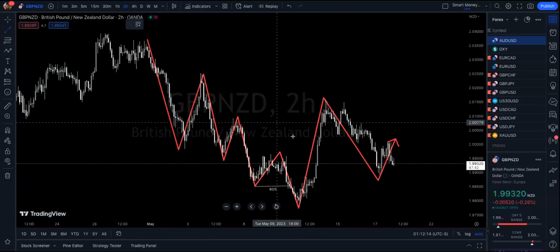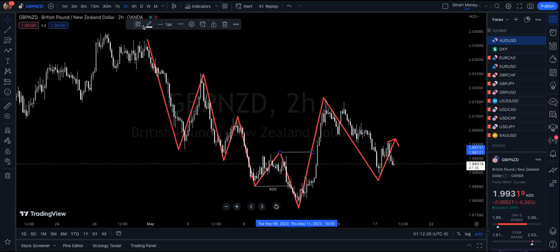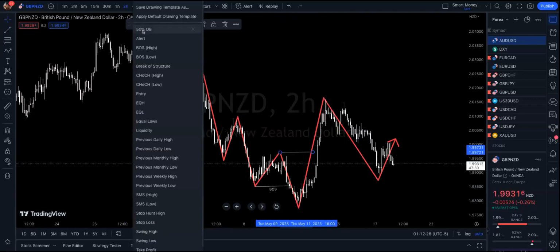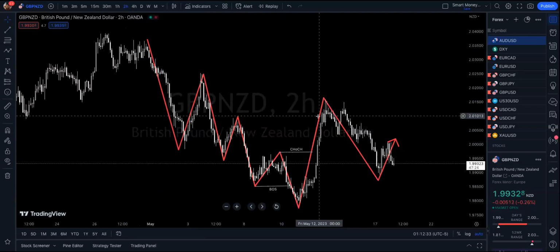Right here, right there. That's the character change. So this was our first indication that price could be going up. Meaning, when price is going up, we stop looking for sells and we start looking for buy opportunities, right?